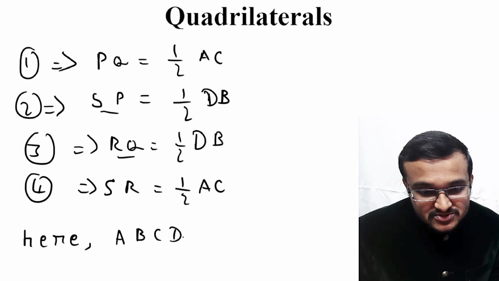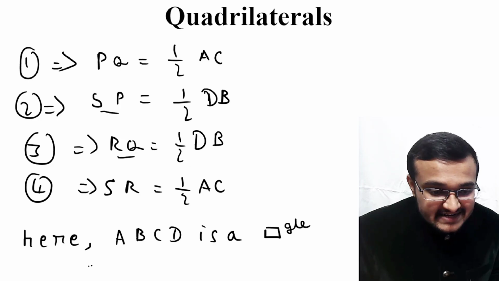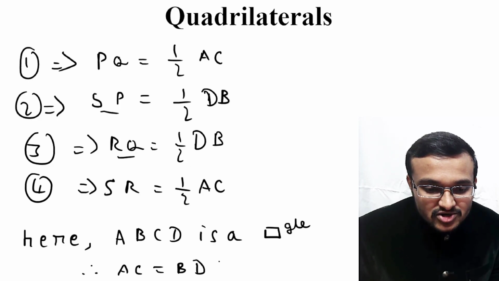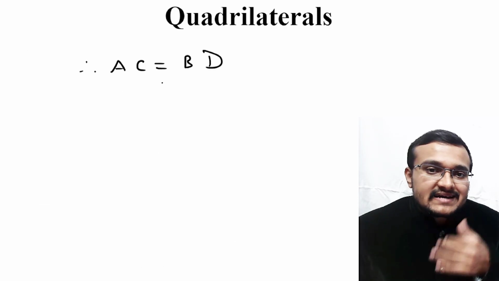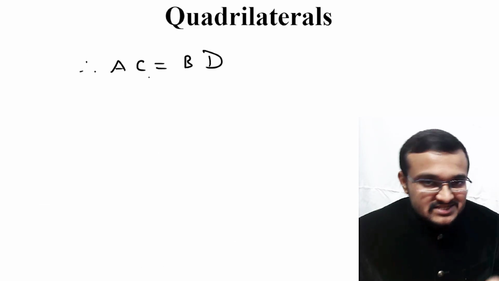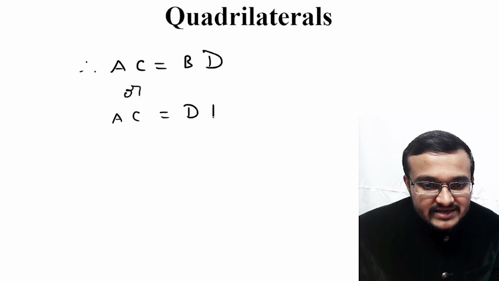So here ABCD is a rectangle. So since ABCD is a rectangle, therefore here AC is equal to BD, because in a rectangle diagonals are equal. So always remember, diagonals are equal in rectangles. So in a rectangle diagonals are equal to each other. So AC is equal to BD, or you can write this as AC is equal to DB.